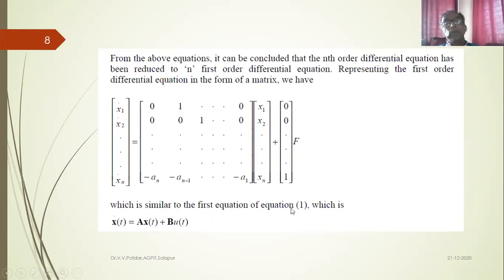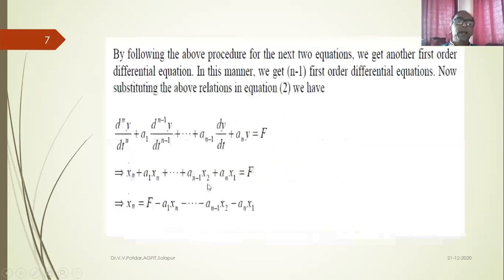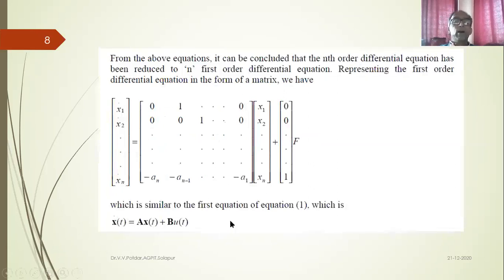This is similar to the first equation of equation 1, which was x dot of t is equal to A x of t plus B u(t), or just eliminating t because we already know that all these are functions of time, x dot will be equal to Ax plus Bu. How is it obtained? Just by rearranging, by converting those differential equations to a set of algebraic equations, and then rearranging the equation f minus a1 xn up to an x1. So this is one of the state space equations.